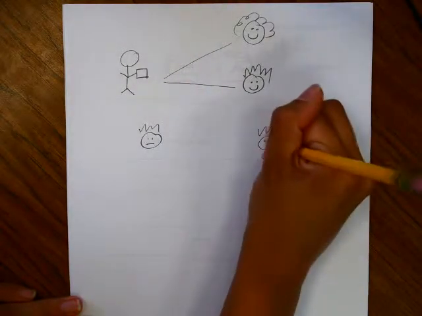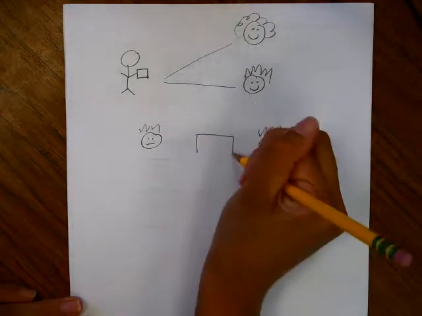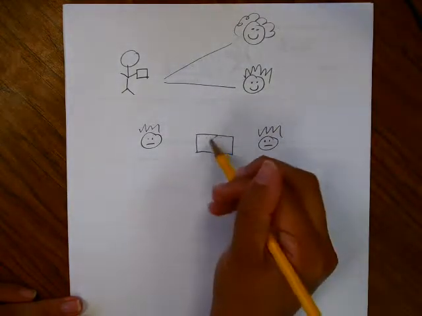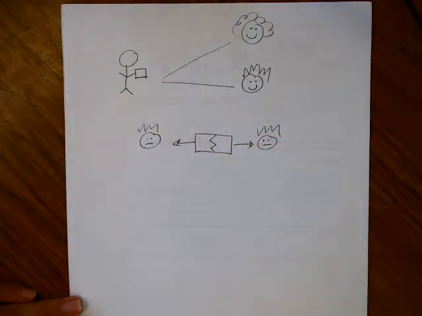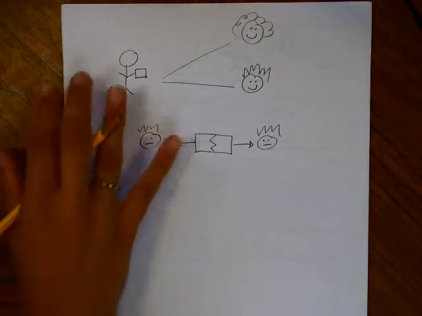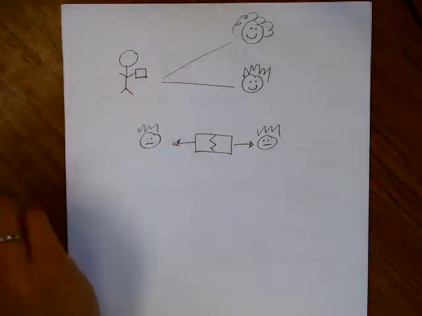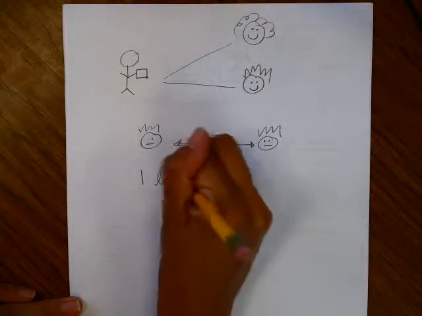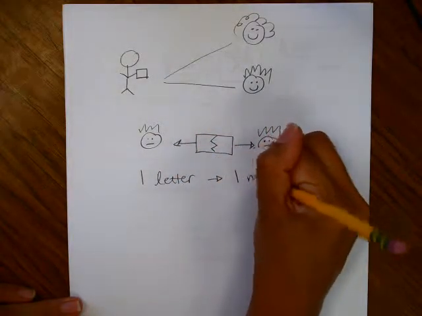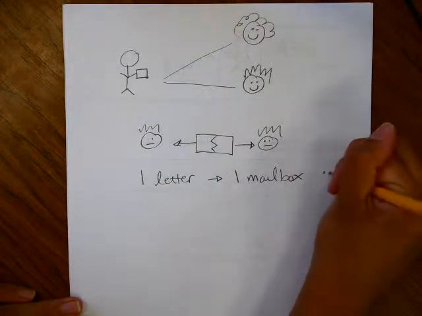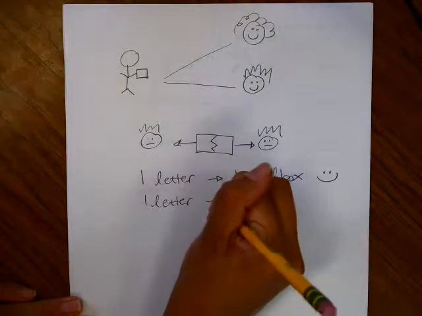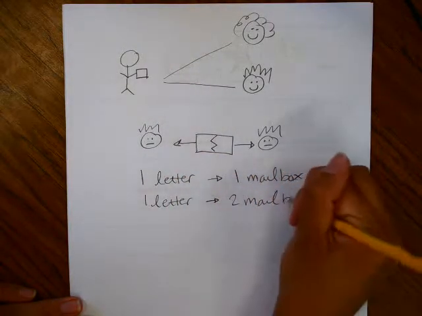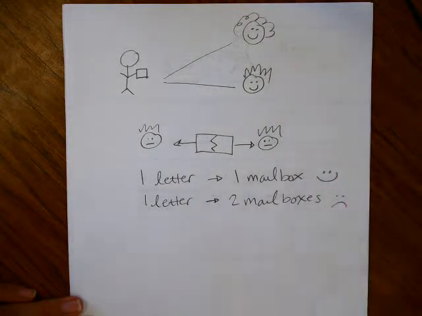So what happens if our mailman tries to take one letter and deliver it to two people? Well, if he rips it in half, they sure are not going to be happy about it. So that is a problem. So our rule for this mailman to do his job correctly is that he delivers one letter to one mailbox. If he does that, we're good. But if he tries to take one letter and deliver it to two mailboxes, or more even, not a good idea.